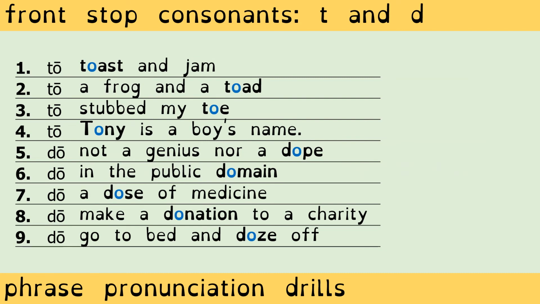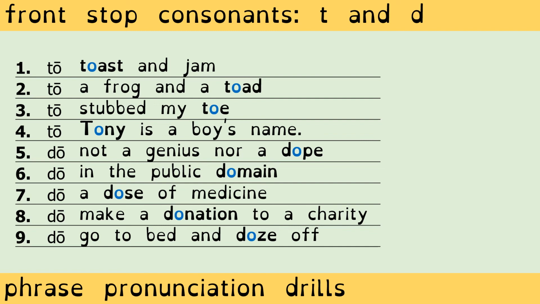The long O sound. Here we go. 1. Toe. Toast and jam. 2. Toe. A frog and a toad. 3. Toe. Stubbed my toe. 4. Toe. Tony is a boy's name.